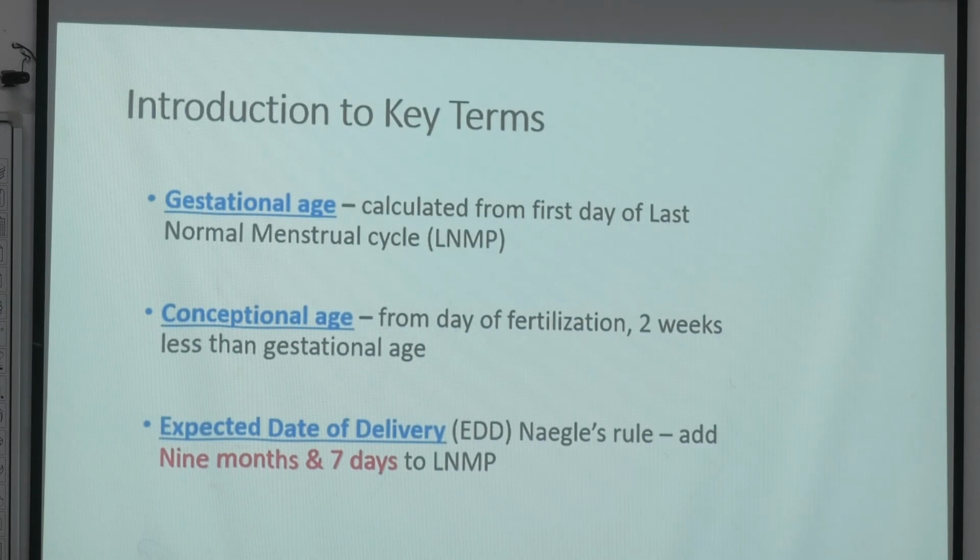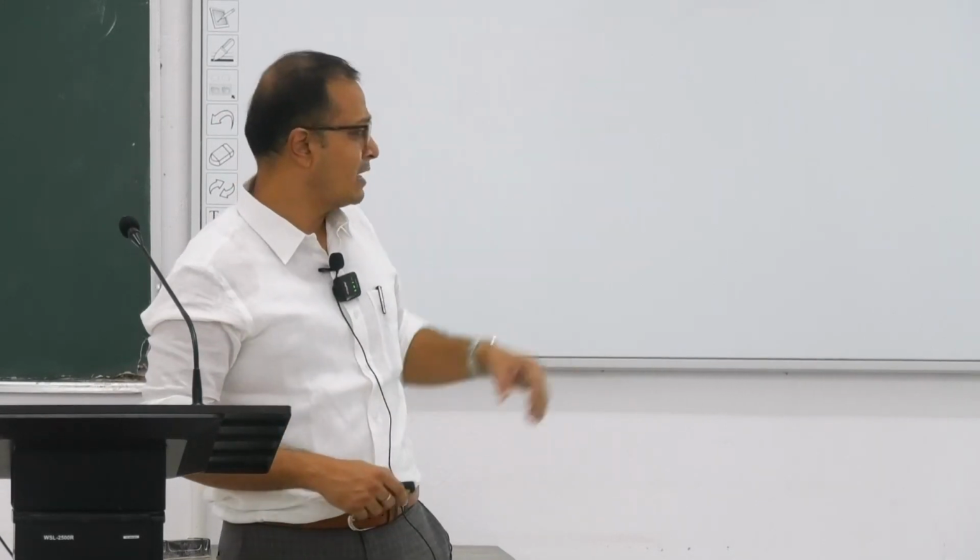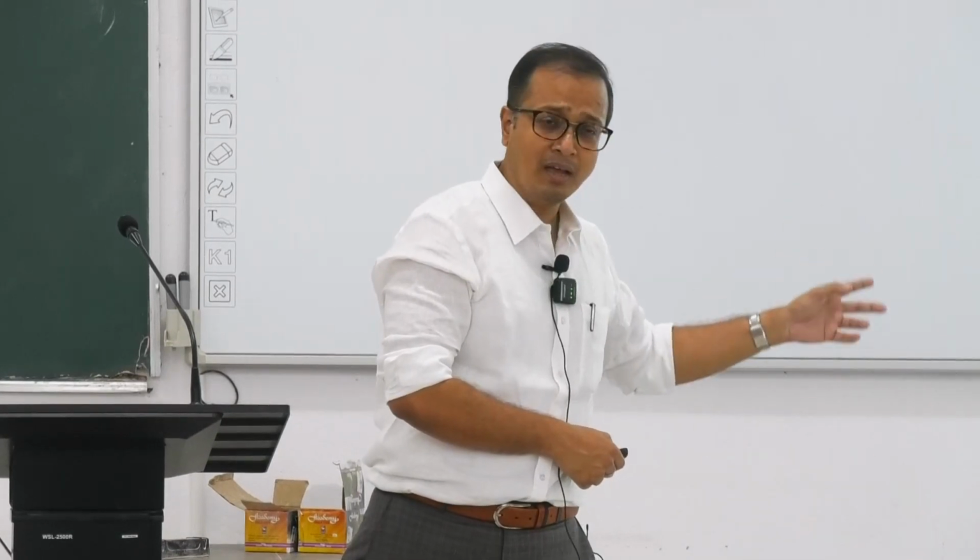Another is the expected date of delivery. We have to count the dates when the fetus is going to come out. We call it EDD, expected date of delivery, which is counted from the date of the last menstrual period, by adding 9 months and 7 days to it. So this is how we calculate the days of gestation, days of conception, and this EDD.